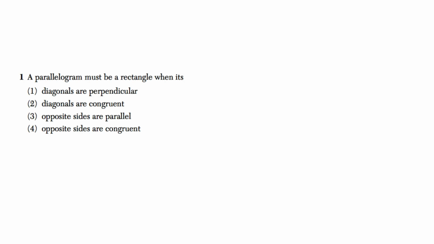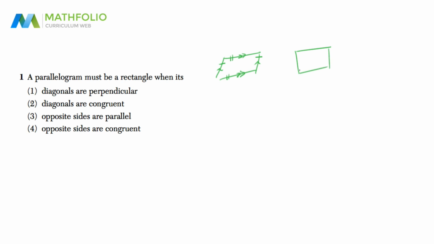Here's the first question. This one is talking about a parallelogram, and it must be a rectangle when it's, and then it gives us 4 options. So let's go through each of them. So parallelogram, usually we think of a parallelogram looking like this, where this and this are parallel, and this are parallel. Also, this is congruent to this, and this is congruent to that. So that's a parallelogram. But this is also a parallelogram, which is a rectangle.